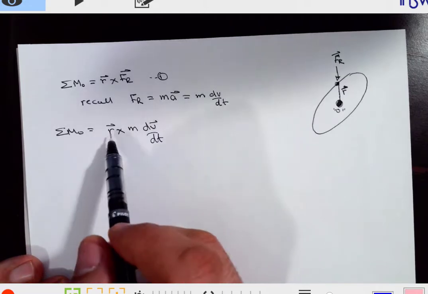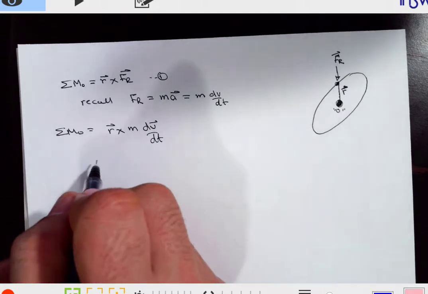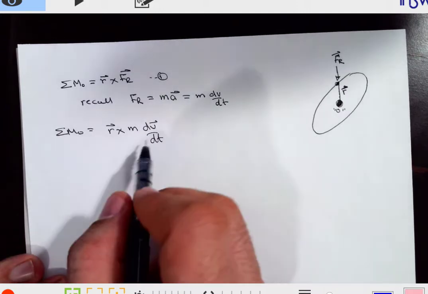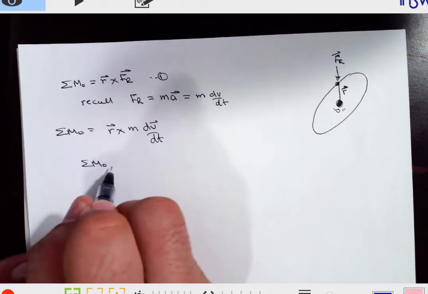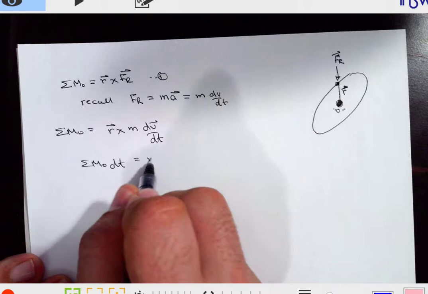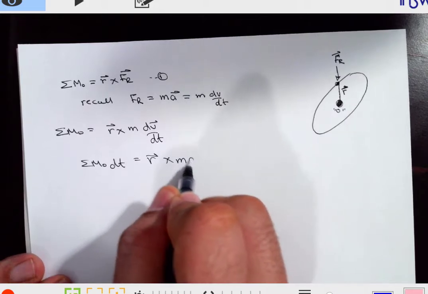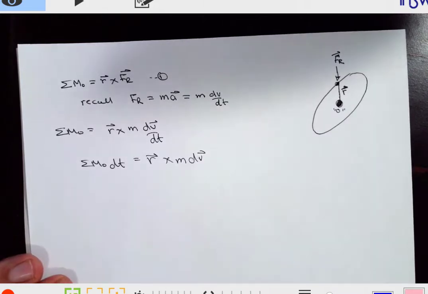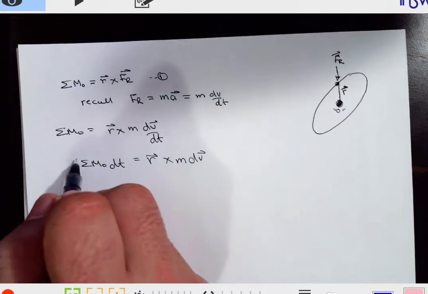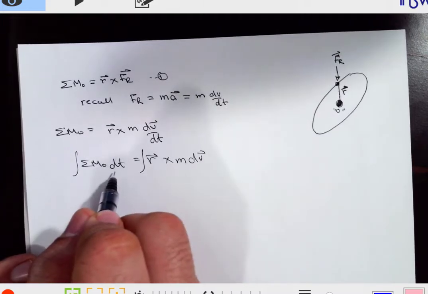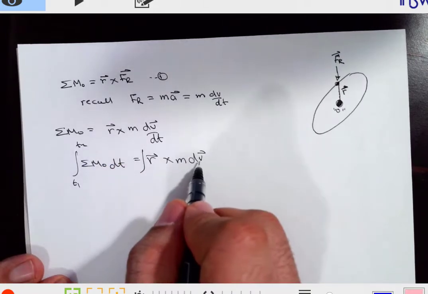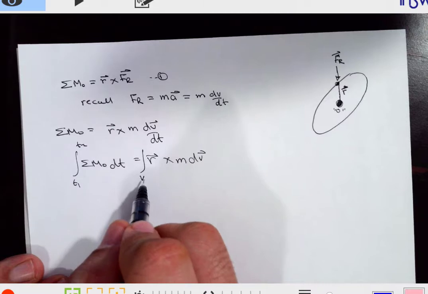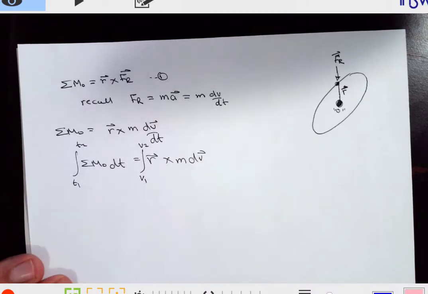Now we know that the mass and the distance are constants. Therefore, I can rearrange: dt is equal to r cross mv. Great. Take the integration of both sides. This is with respect to time, so this is from time 1 to time 2. And this is with respect to velocity, so this is from velocity 1 to velocity 2, right?